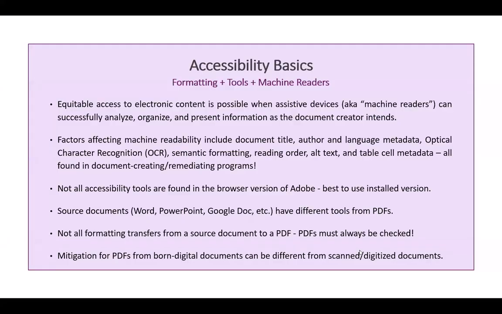Accessibility basics. I'm going to read this first one. So it's equitable access to electronic content is possible when assistive devices, aka machine readers, can successfully analyze, organize, and present information as the document creator intends. So the main factors affecting machine readability are document metadata, OCR, tags, reading order, and alt text.